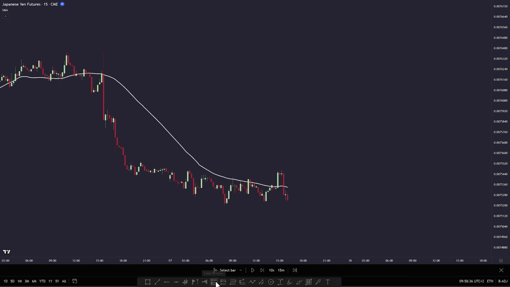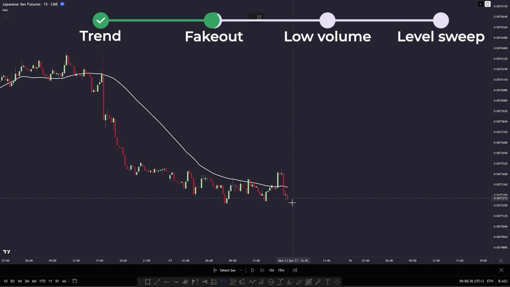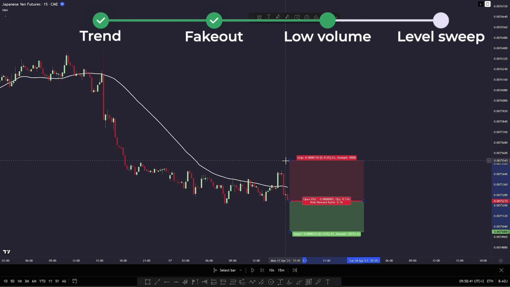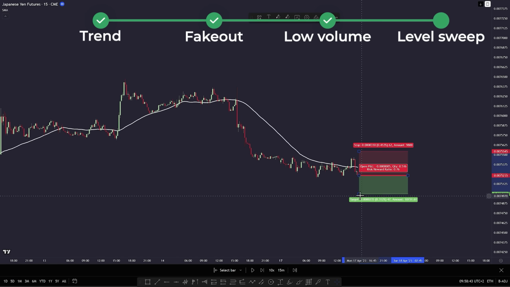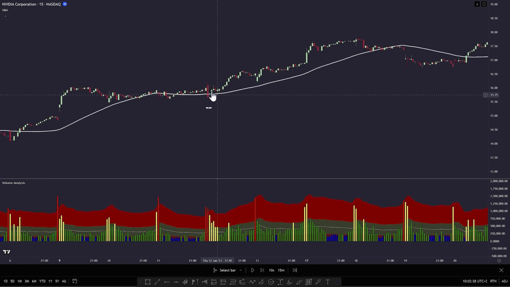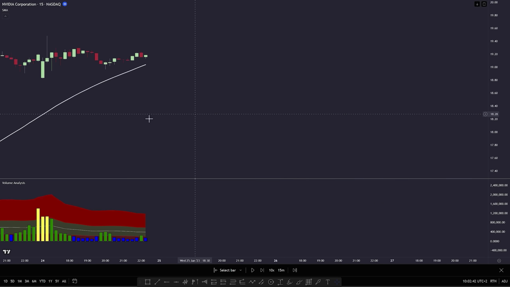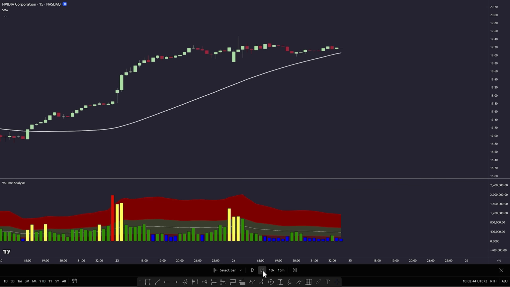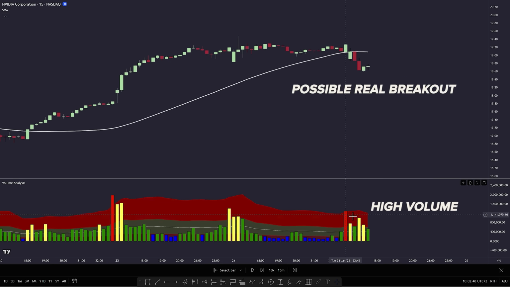If all 4 pieces aren't there, obvious trend, brief break below the moving average, low volume, liquidity run, I don't trade, period. The best setups are obvious. If you're squinting to see it, it's not there. And one more thing, if volume is heavy on the breakout, be careful. That actually might be a real trend change, not a trap.